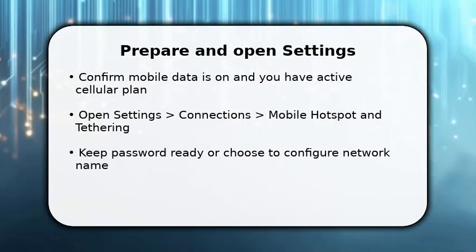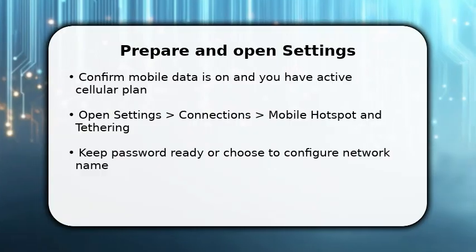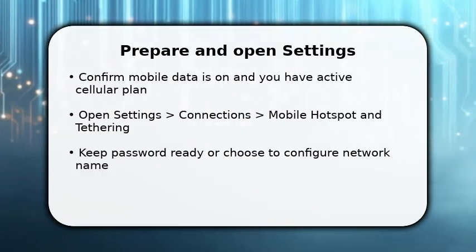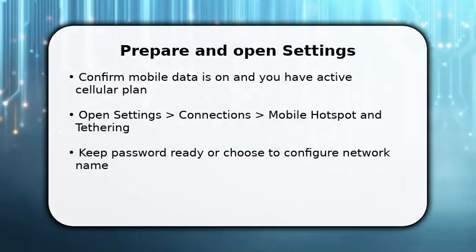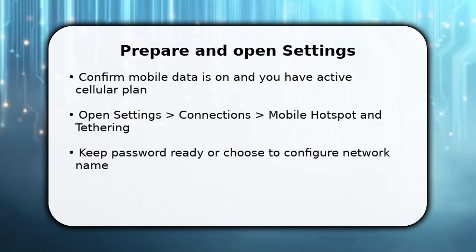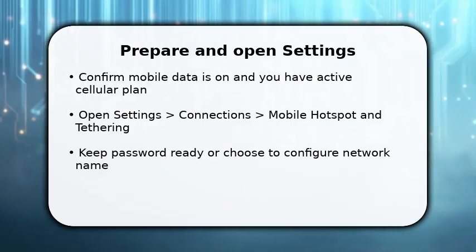You start by confirming mobile data is active and you're within coverage. Open Settings, tap Connections, then Mobile Hotspot and Tethering. This puts you where to enable sharing. Once done, tap Mobile Hotspot to see current name and password.